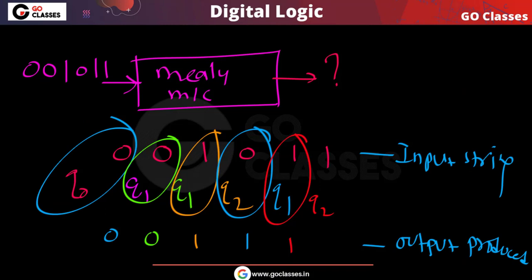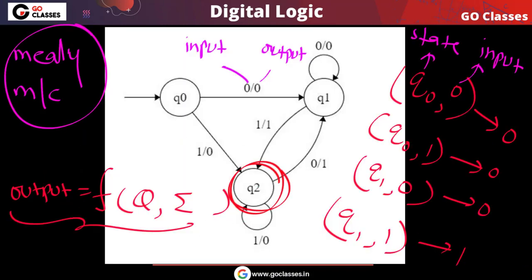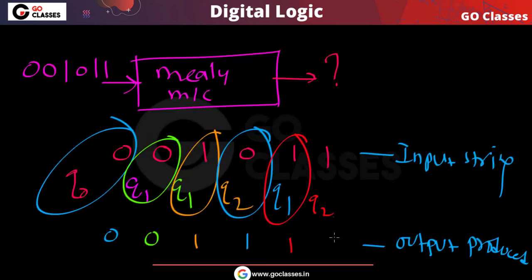In state Q2, if the input is 1, then the output will be 0 and you will go to Q2. So this is the point. Now you can notice, finally, this is the output that is produced. So the output is what? 001110. So for this input, this is the output that is produced.